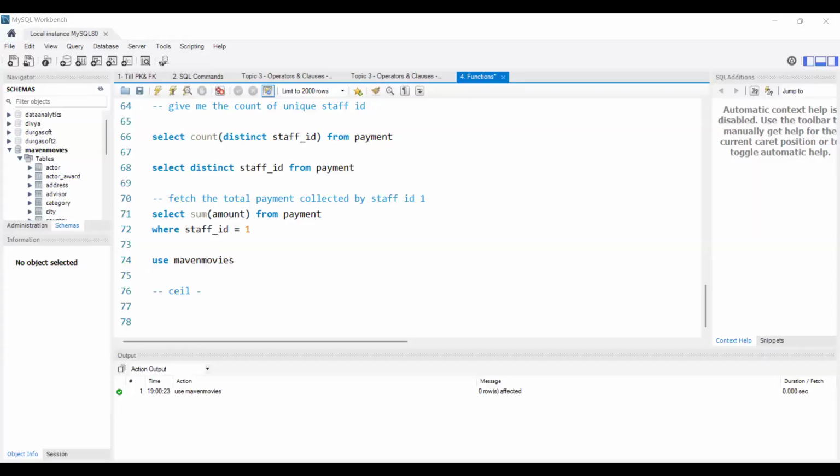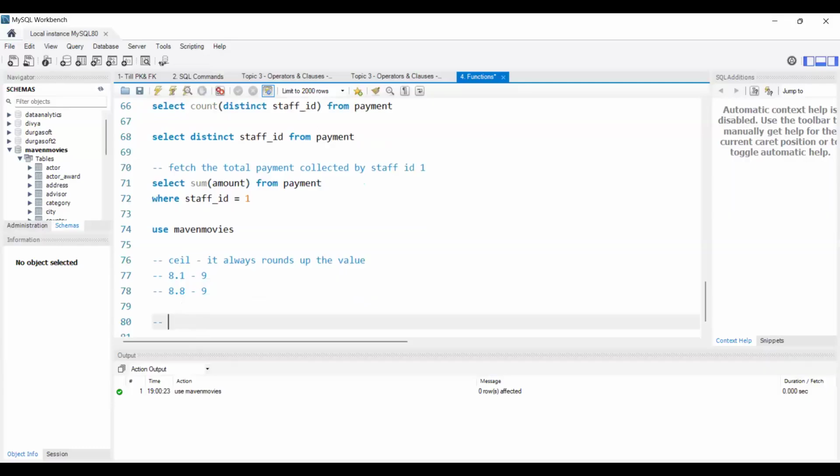So what about ceil? It always rounds up the value. For example, whenever we use ceil for 8.1, our value will be 9. If it is 8.8 also, our value will be 9. Irrespective of what number we have after the decimal point, it rounds to the next value whenever we are using ceil. Okay.